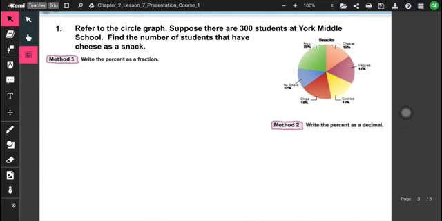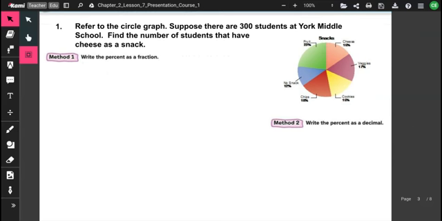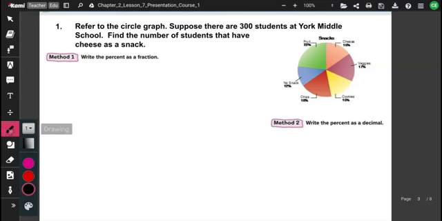All right, so first thing we're going to do is read the problem for example 1, which is on page 148. It says, refer to the circle graph. Suppose there are 300 students at York Middle School. Find the number of students who have a cheese snack. If we're looking at snacks, we see that cheese is right here at 15%.